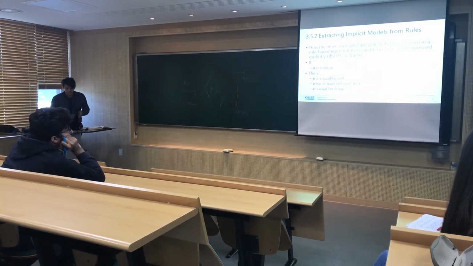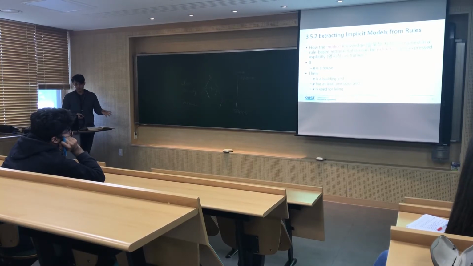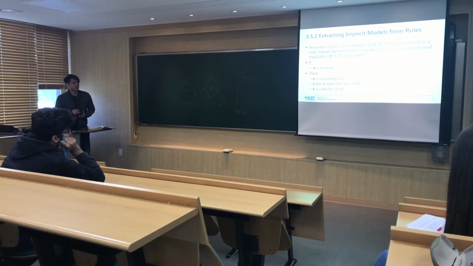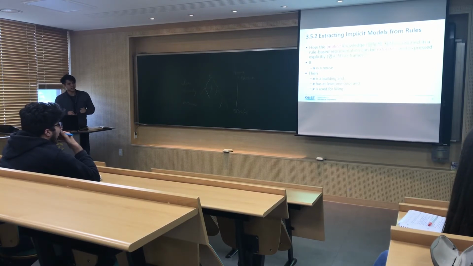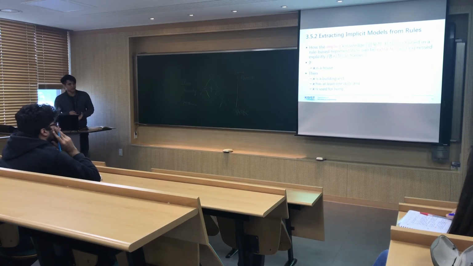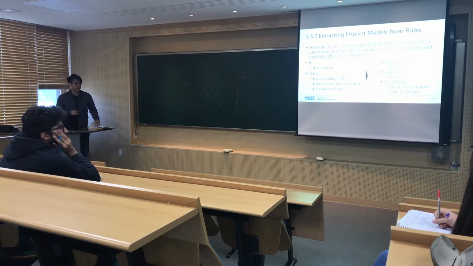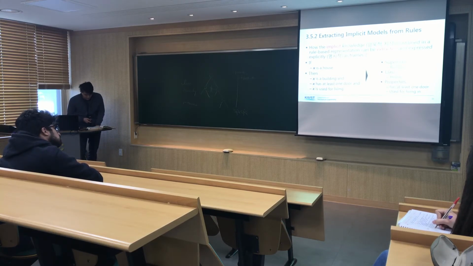And extracting implicit models from rules is basically, so we have these different design rules, and how can we extract the different models from these rules? So for example, the rule has a statement that if X is a house, then X is a building and has at least one door and is used for living. And how can we extract and create models from this rule? It's pretty simple. One method is to use a generic rule. So this is a generic representation.